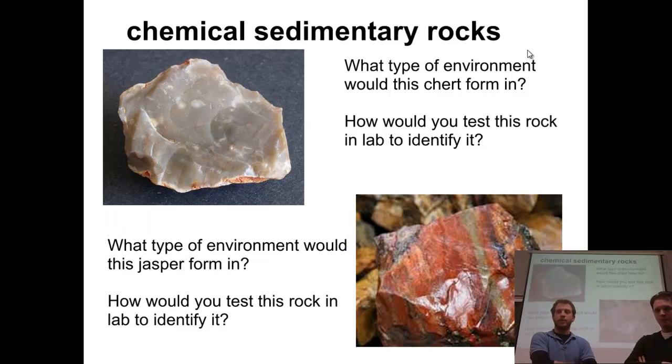Okay, next one. These ones are kind of cool. We've got chert and jasper, really similar. Let's start with chert, the environment this formed in. This is also going to be shallow marine, with very microscopic organisms that had silicon structures, just like the limestone.